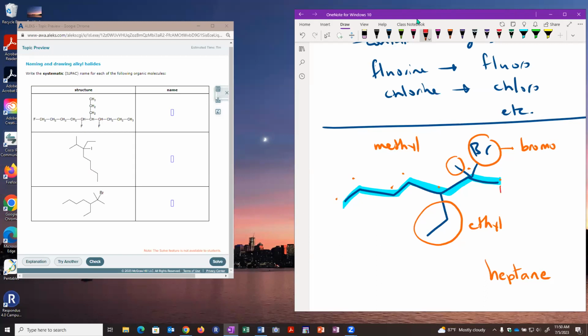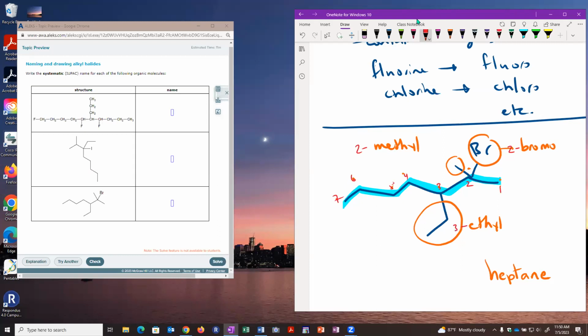So that's 1, this will be 2, 3, 4, 5, 6, and then 7. So now this methyl up here would be called a 2-methyl. This bromo needs to be called a 2-bromo, and then the ethyl will be a 3-ethyl. Then we incorporate all of these substituent groups alphabetically.